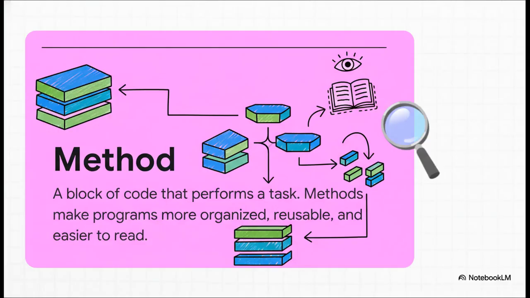So what is a method, really? At its core, it's just a named block of code designed to perform one specific task. But look at the benefits this brings. Methods make our programs more organized, they let us reuse code instead of rewriting it, which is huge, and they make everything so much easier to read.